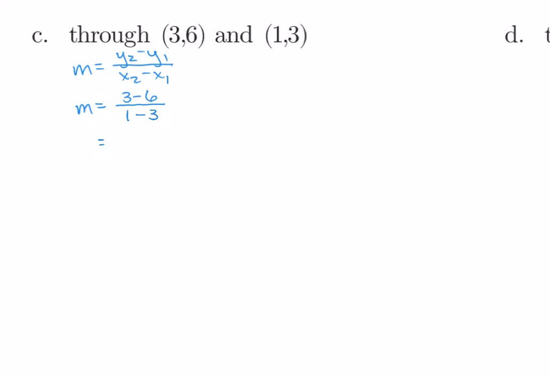Okay, so now we go ahead and we simplify this. We get 3 minus 6 is negative 3. 1 minus 3 is negative 2. And if we simplify that, I can cancel out my negatives and get positive 3 over 2.